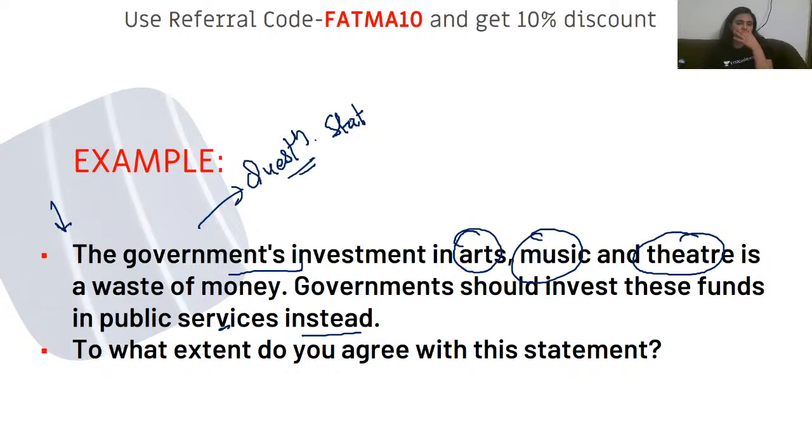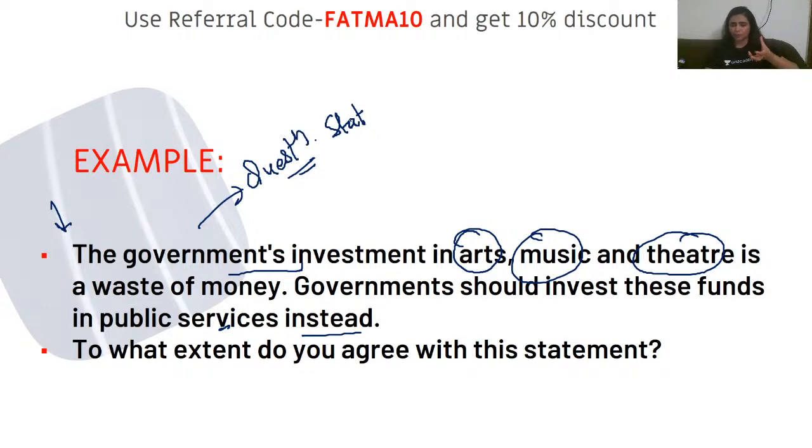Okay, तो इसमें अब मैं कह सकती हूँ कि हाँ, I completely agree कि गवर्नमेंट का जो इन्वेस्टमेंट है इस सेक्टर्स पे वो वेस्ट ऑफ मनी है. I agree completely. या तो I can say completely disagree कि ऐसा कुछ भी नहीं है, वो बिल्कुल भी वेस्ट ऑफ मनी नहीं है, उसी पे खर्चा करना चाहिए.